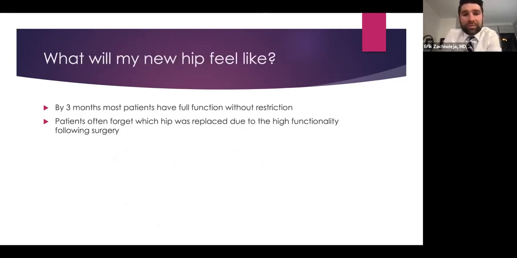What will my new hip feel like? So in contrast to a knee replacement, most patients after about 1 year will not be able to recall which hip was replaced, meaning their forgotten joint score is very, very high. So a hip replacement really restores all function in the hip with no limitations, and patients often cannot even tell the difference between the affected and the non-affected hip.